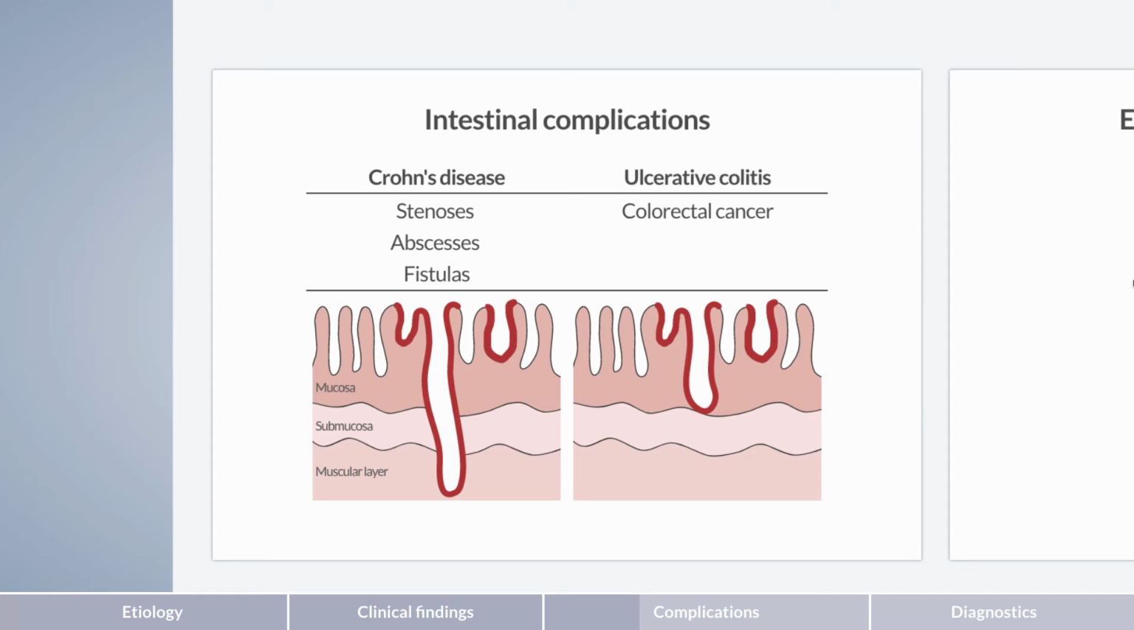Colorectal cancer is more common in ulcerative colitis. Malignant transformation is, in principle, possible in Crohn's disease with colonic involvement, but is considerably less frequent.